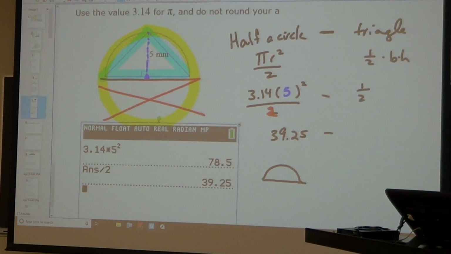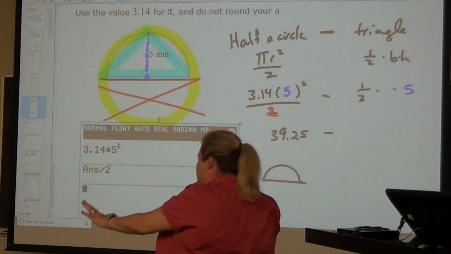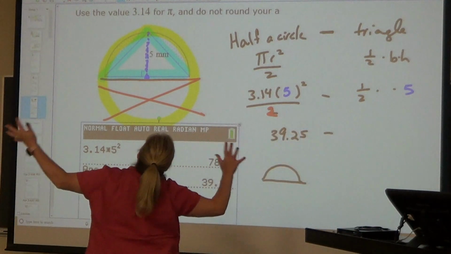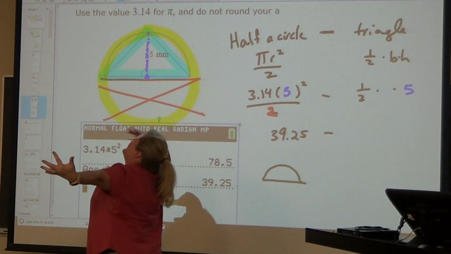Now, do we know the height of my triangle? What is the height of my triangle? The height of my triangle is 5. What is the base of my triangle? Randy, what's my base?